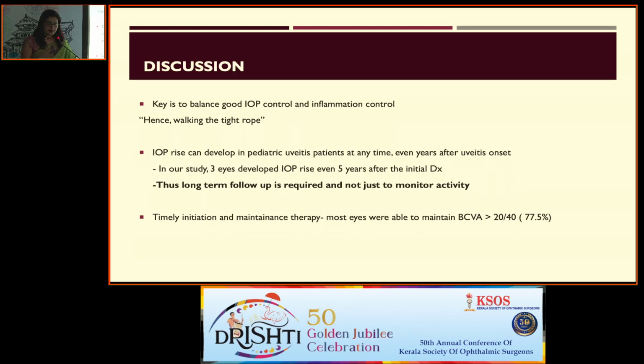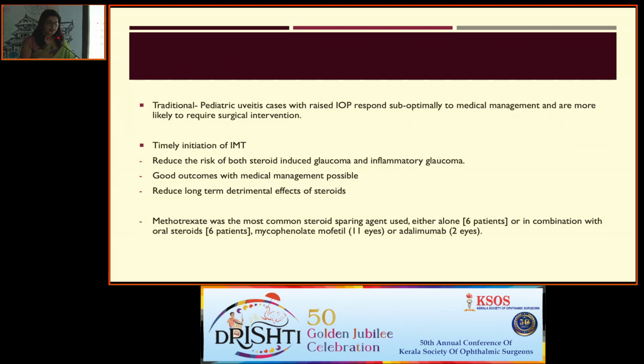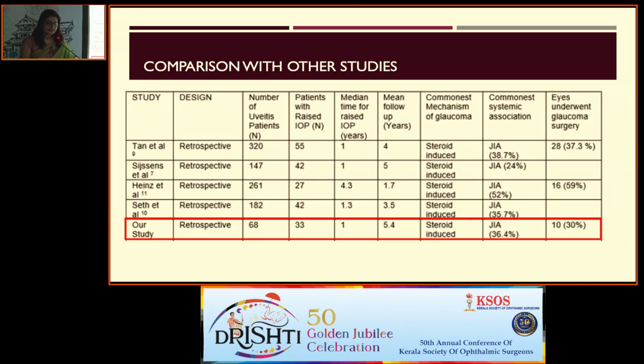With timely initiation and maintenance of therapy, most of them were able to maintain good visual acuity. In our study, the number of patients who required surgical intervention was less compared to other studies, and the reason is that immunomodulatory therapy was initiated earlier, which reduced both steroid-induced glaucoma and inflammatory glaucoma. In other studies, when we compare, we have a very similar incidence of JIA, 36.4%, but the proportion of eyes that underwent glaucoma surgery is less compared to all the other studies.